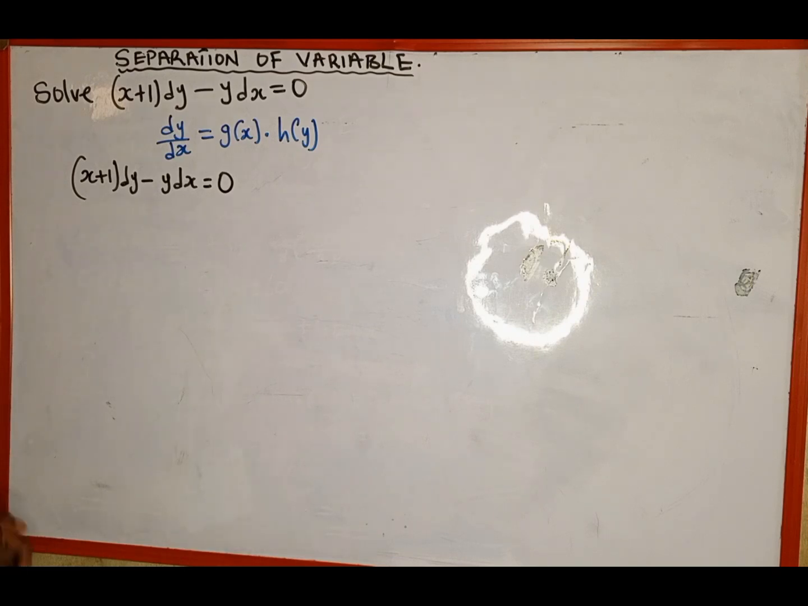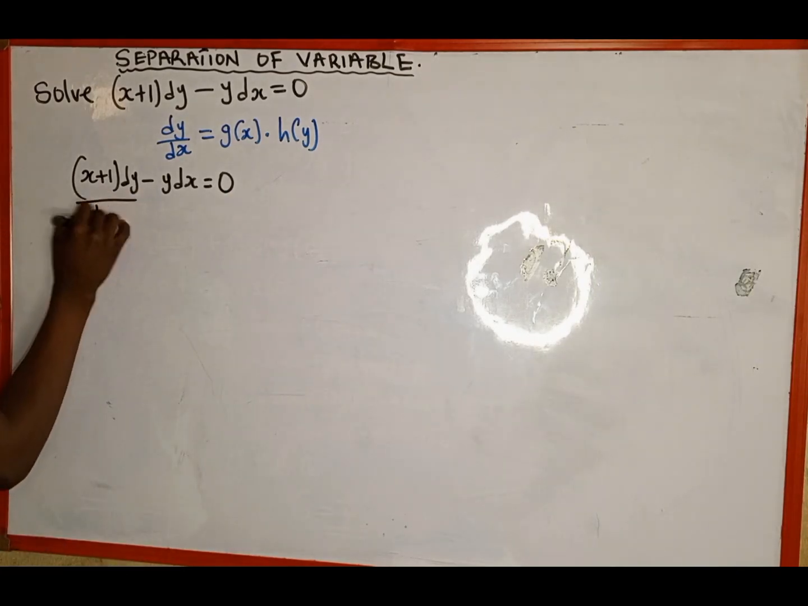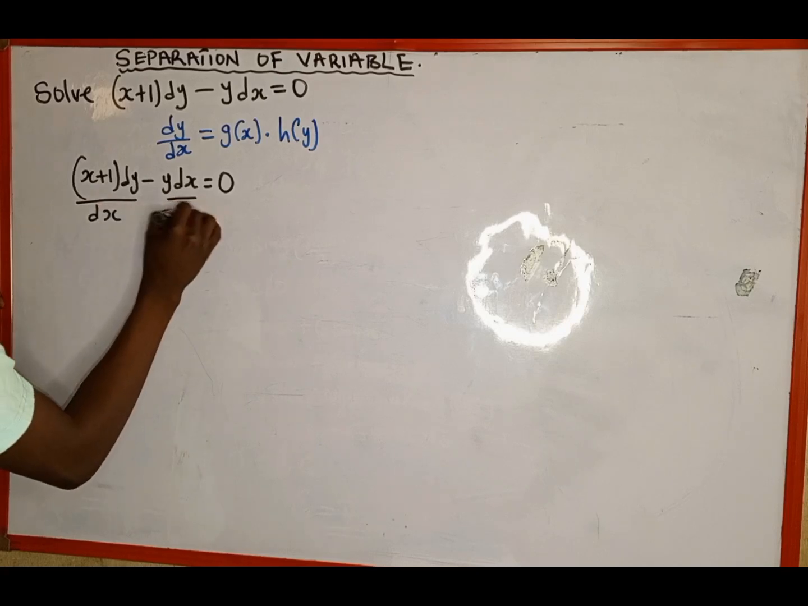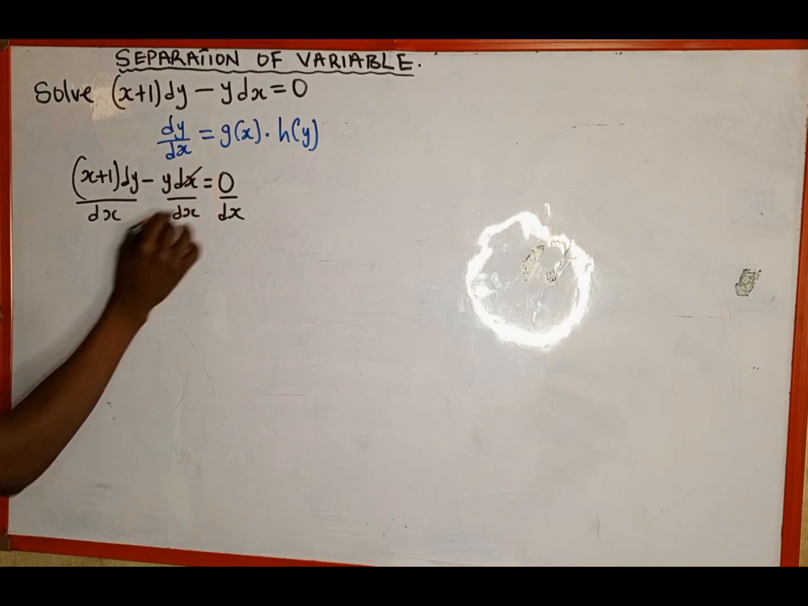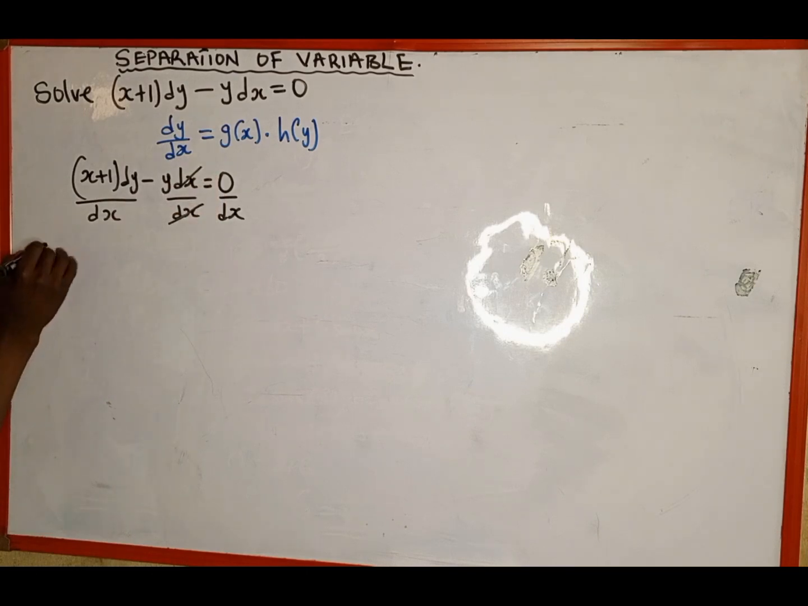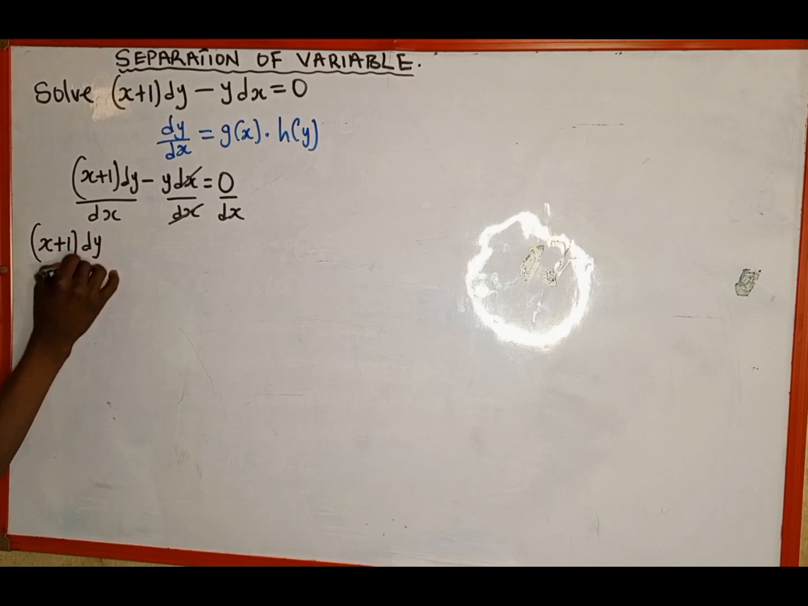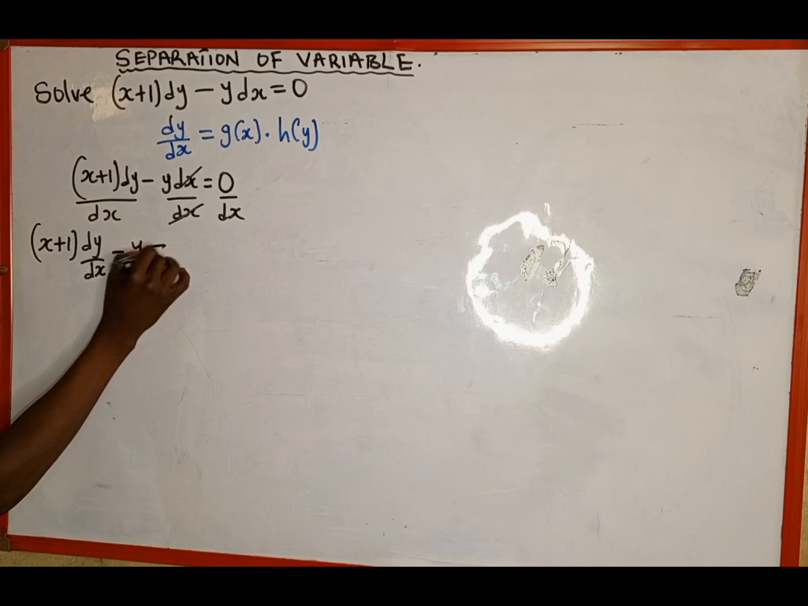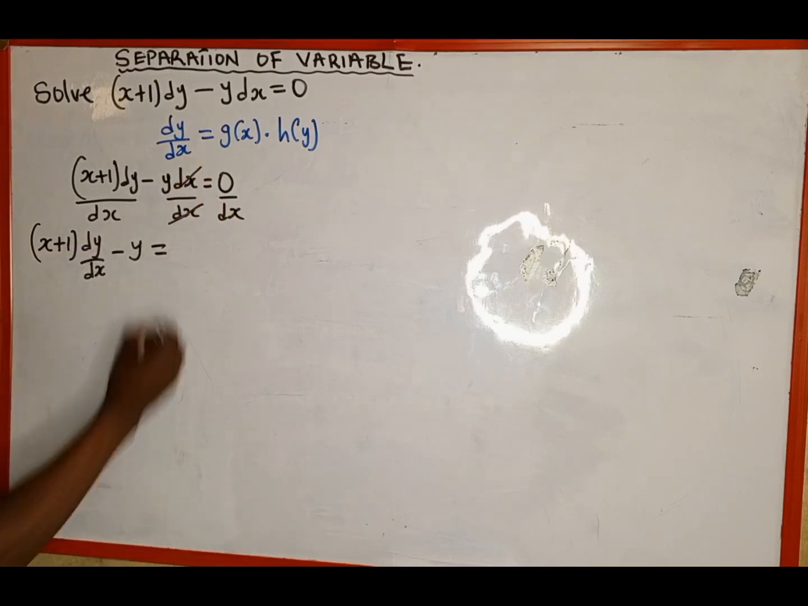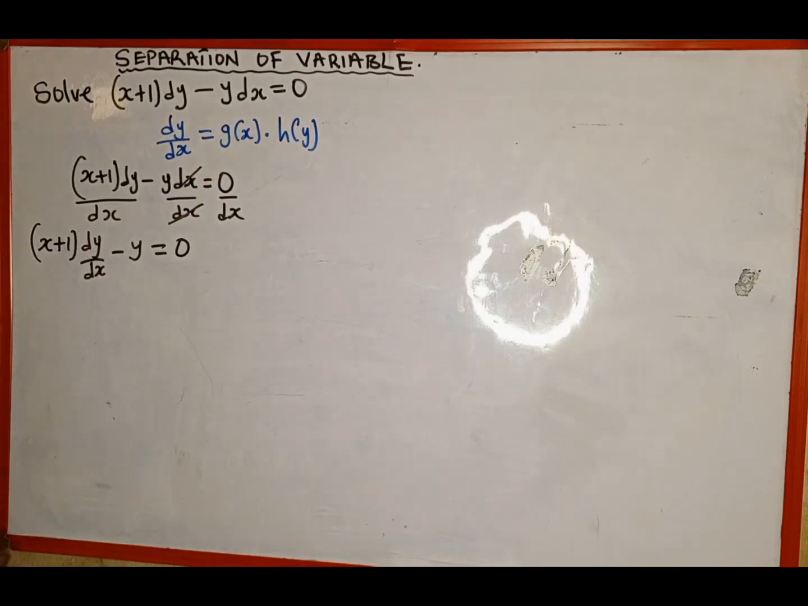The first thing we are going to do is to divide through by dx, so that this dx cancels this dx. We are going to have (x + 1) dy/dx minus, here only y remains, which is equal to 0 divided by dx, which is going to be 0.